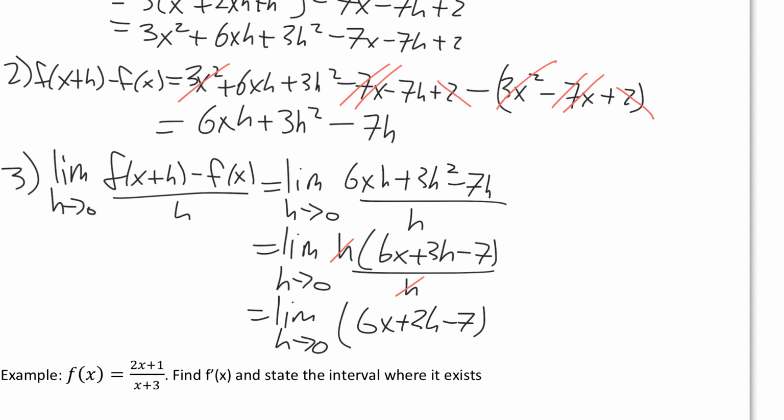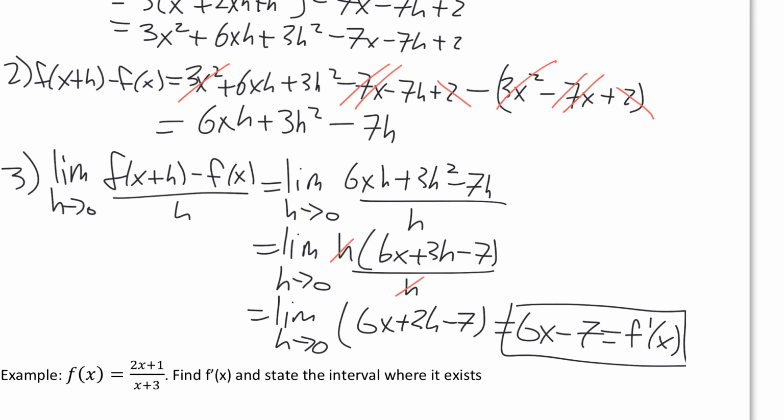Now we know that the 7 is a constant, so that makes sense. The limit of that will just be negative 7. The 3h is going to go to 0, but remember 6x is technically a constant with respect to h because there's no h involved here, so 6x just comes out straight as 6x. You don't plug in for the x because it's not an h. So you get 6x minus 7. And there's your answer. That is f prime of x.